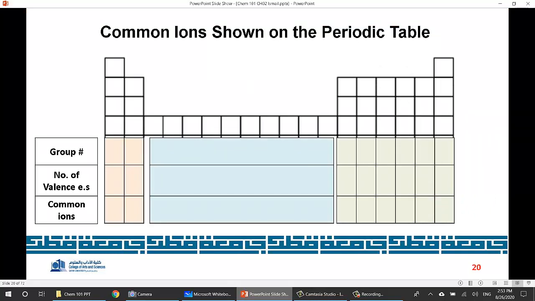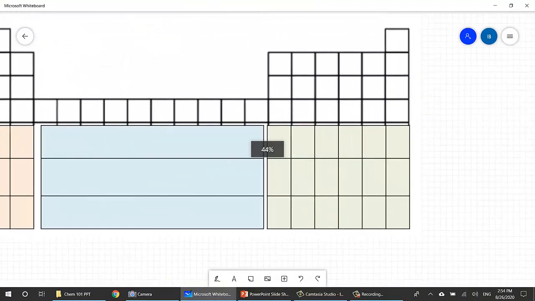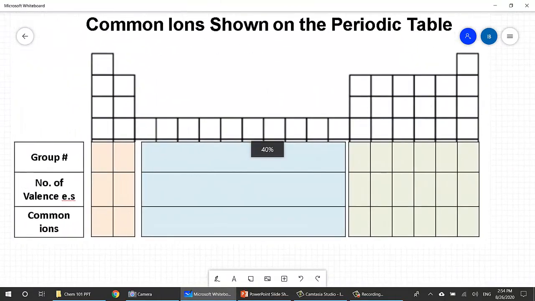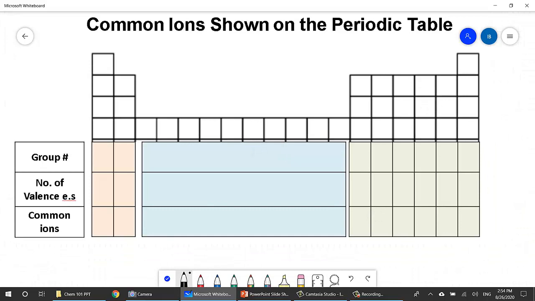Now, common ions shown in the periodic table. This is a very important table that I want to show you here, and I want you actually to keep this table in mind for the rest of this course. This is a template of the periodic table. And I'm just going to take the first few elements here. This element is hydrogen. This element is helium. Here we have lithium. We have beryllium. We have boron, carbon, nitrogen, oxygen, fluorine, and under helium we have neon and so on. And the carbon has silicon underneath it, the nitrogen has phosphorus.